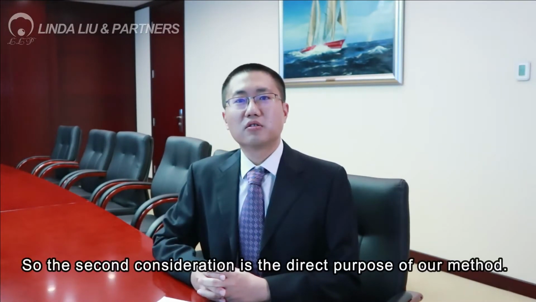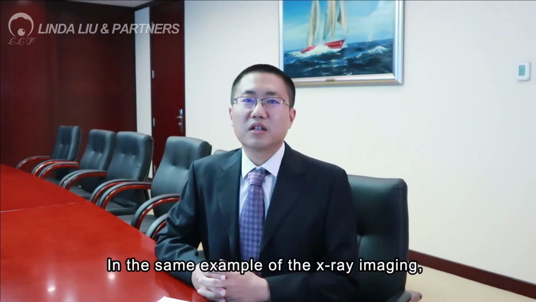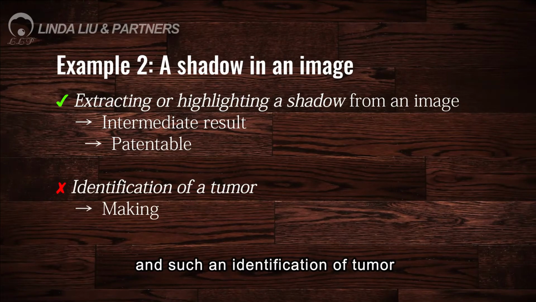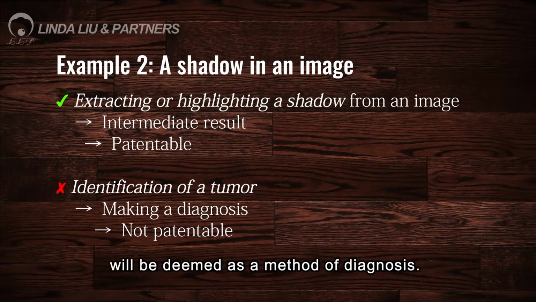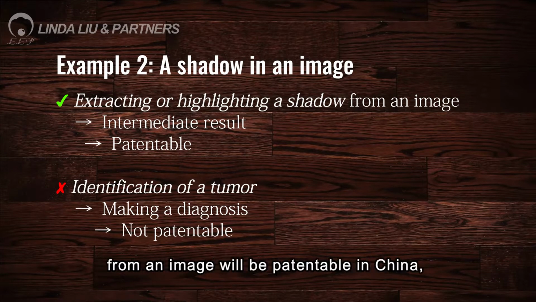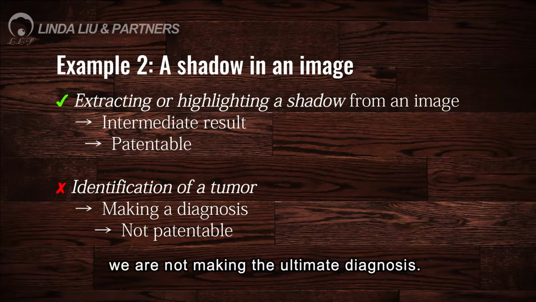So the second consideration is the direct purpose of our method. In the same example of the X-ray imaging, a shadow in the image may imply, for example, a tumor, and such an identification of a tumor will be deemed as a method of diagnosis. However, extracting or highlighting such a shadow from the image will be patentable in China because our purpose is to get an intermediate result, which is the shadow. We are not making the ultimate diagnosis.